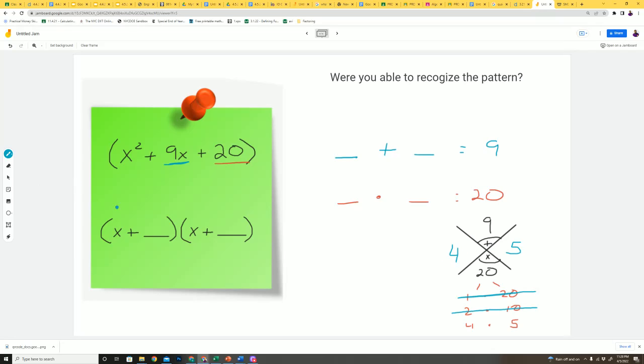So the missing spot over here will be x plus 4 and x plus 5. And this here is your factored form.